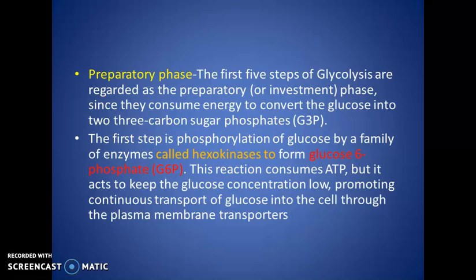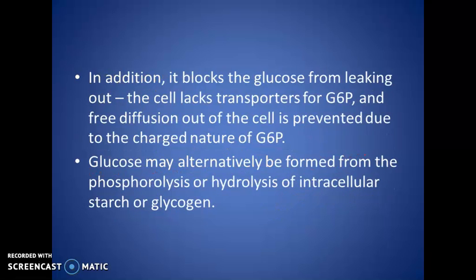In this reaction, ATP is consumed, but it acts to keep the glucose concentration low, which promotes continuous transport of glucose into the cells through the plasma membrane transporters. In addition, it blocks the glucose from leaking out. The cell lacks transporters for glucose 6-phosphate, and free diffusion out of the cell is prevented due to the charged nature of glucose 6-phosphate.